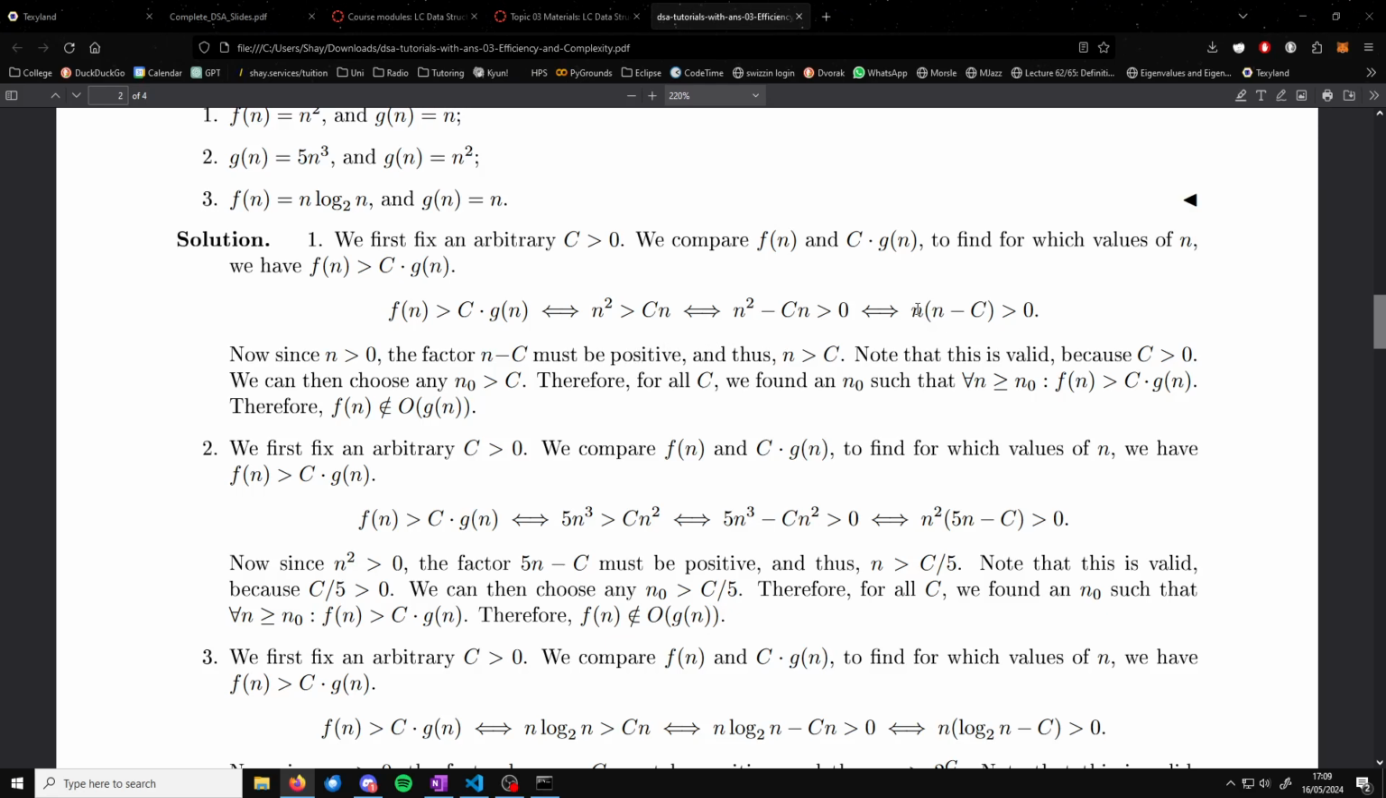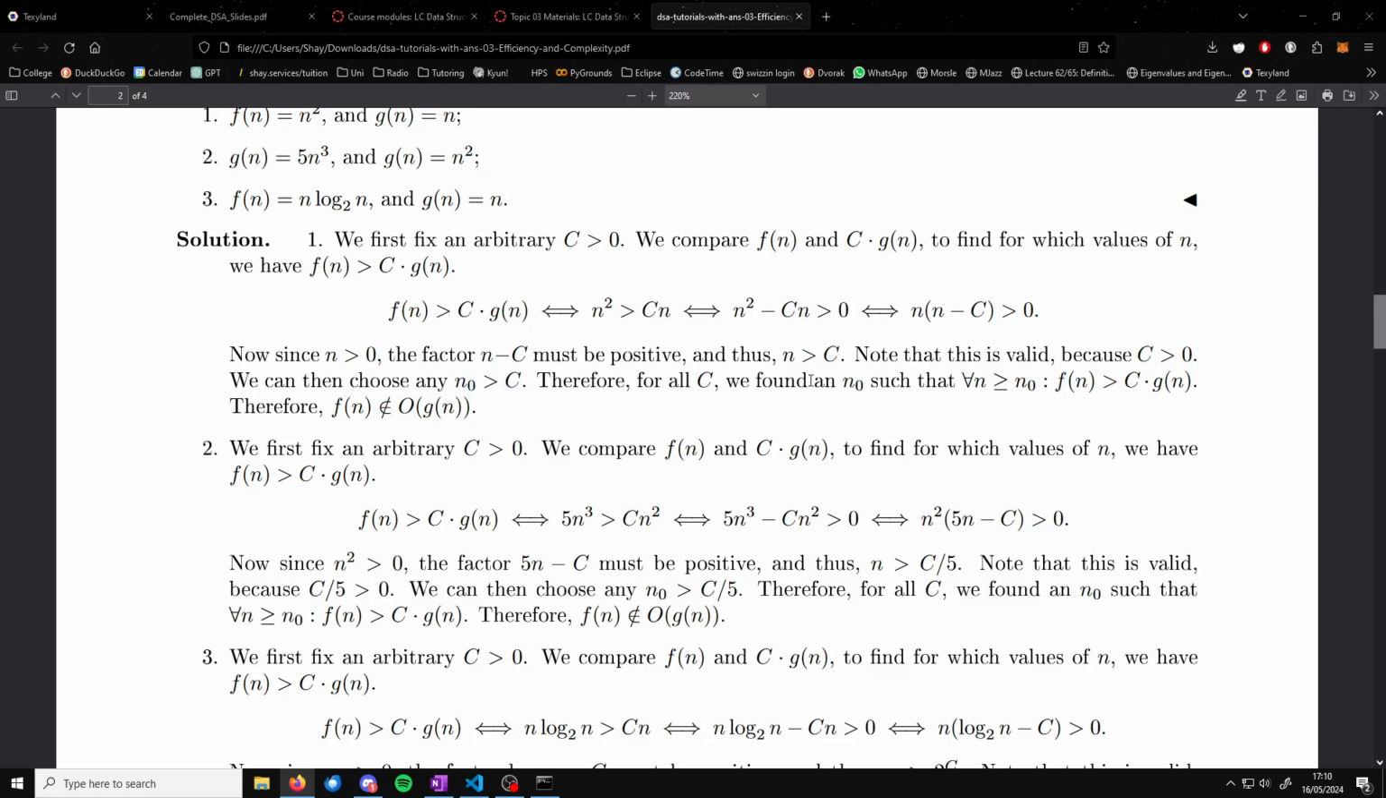So if this is greater than 0, then n minus c must be equal to something positive. Because if this was anything negative, or this was 0, then this would be negative or 0. So this has to be positive. So n minus c is greater than 0. Moving the c to the other side of that inequality, we get n is greater than c. That's fine, because c is greater than 0. And so we can choose any n0 which is greater than c.